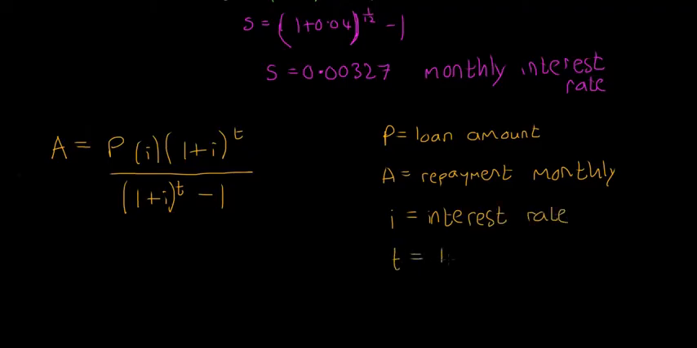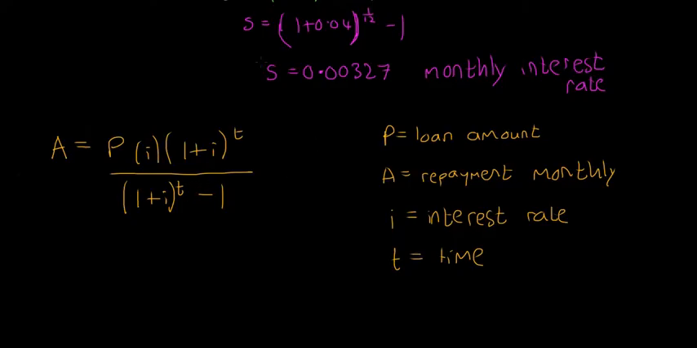And T is our time, so it can be in months or years. It depends what the interest rate is and depends what the repayment is. Okay, so that's the formula. It should be in your log tables book on the financial maths page, so you don't have to learn it off, but you do have to know what each thing means in it and how to use it.